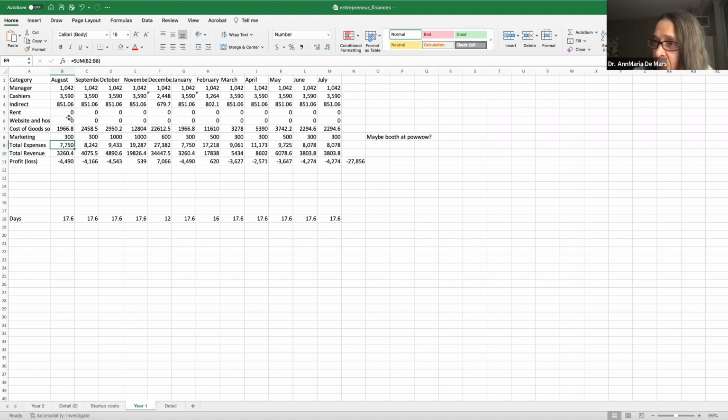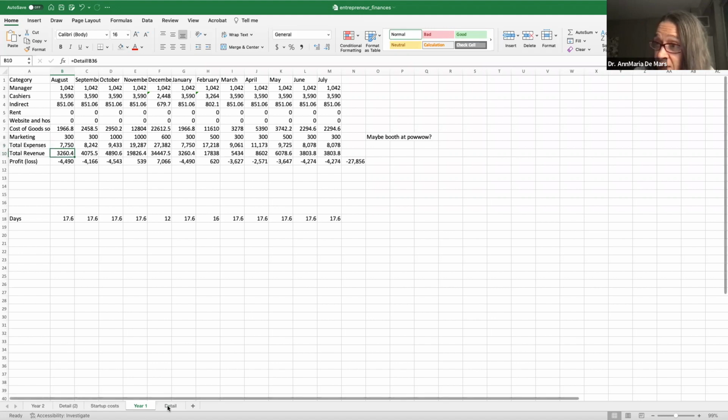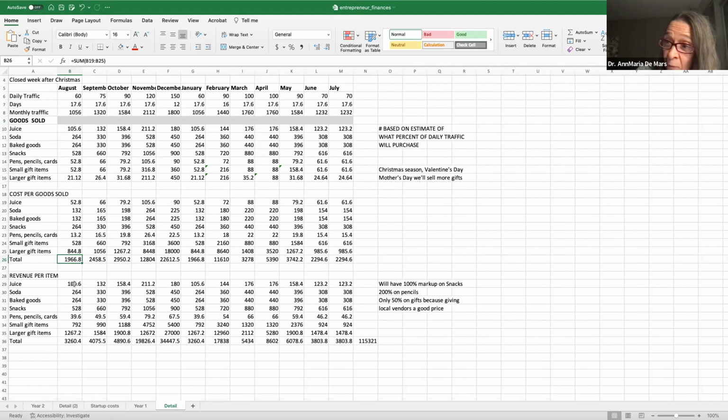It's everything from here to here. My total revenue is the same thing. I added up how many I'd sell. I'm going to charge $2 for juice. What I decided is that everything would have a 100% markup on snacks.